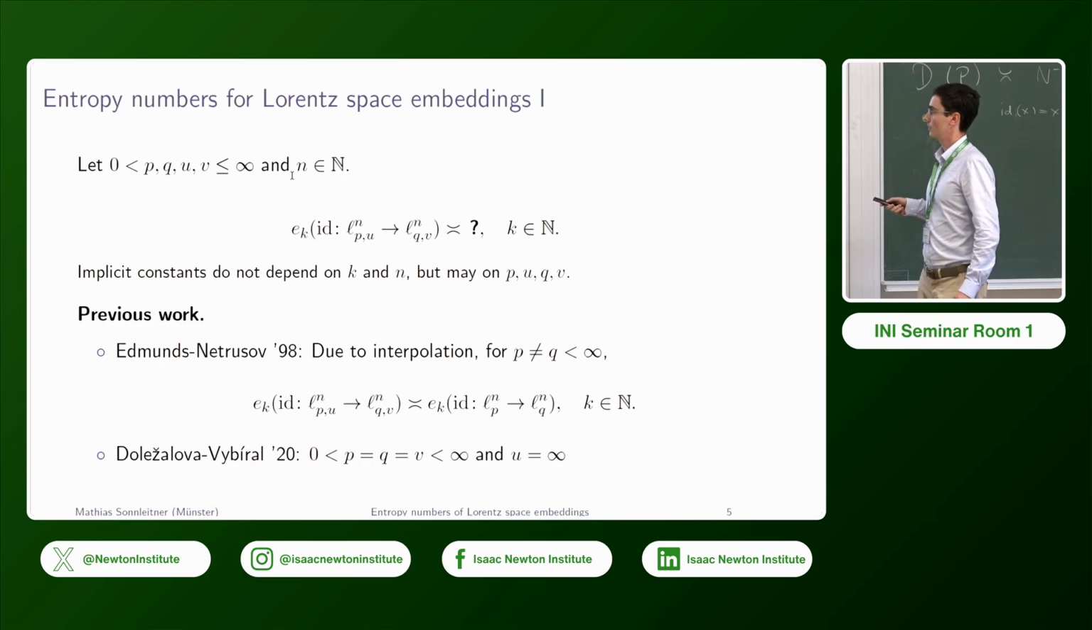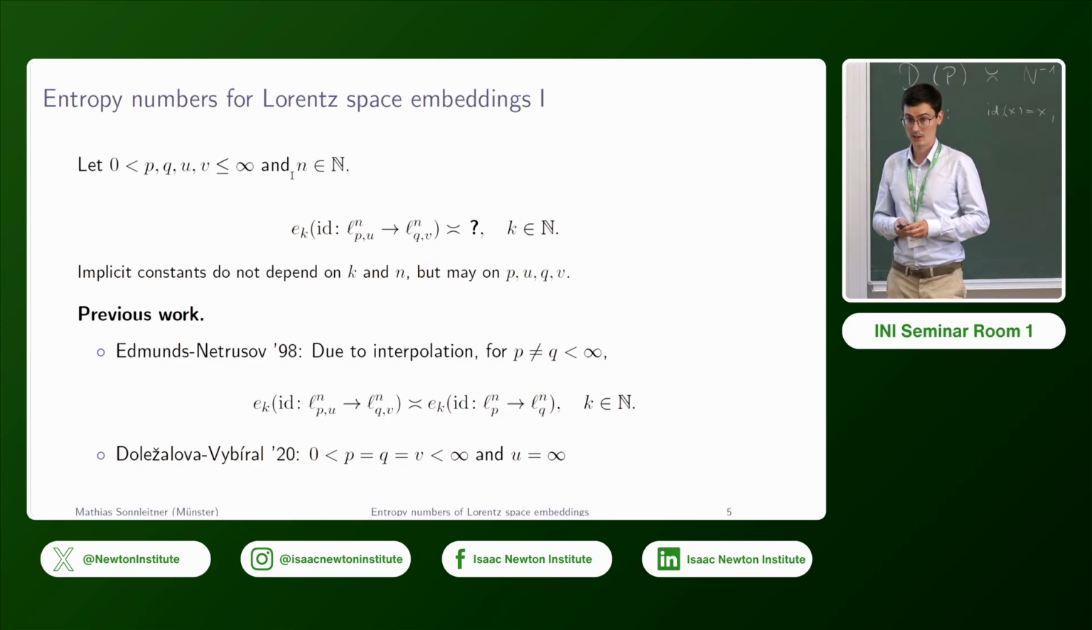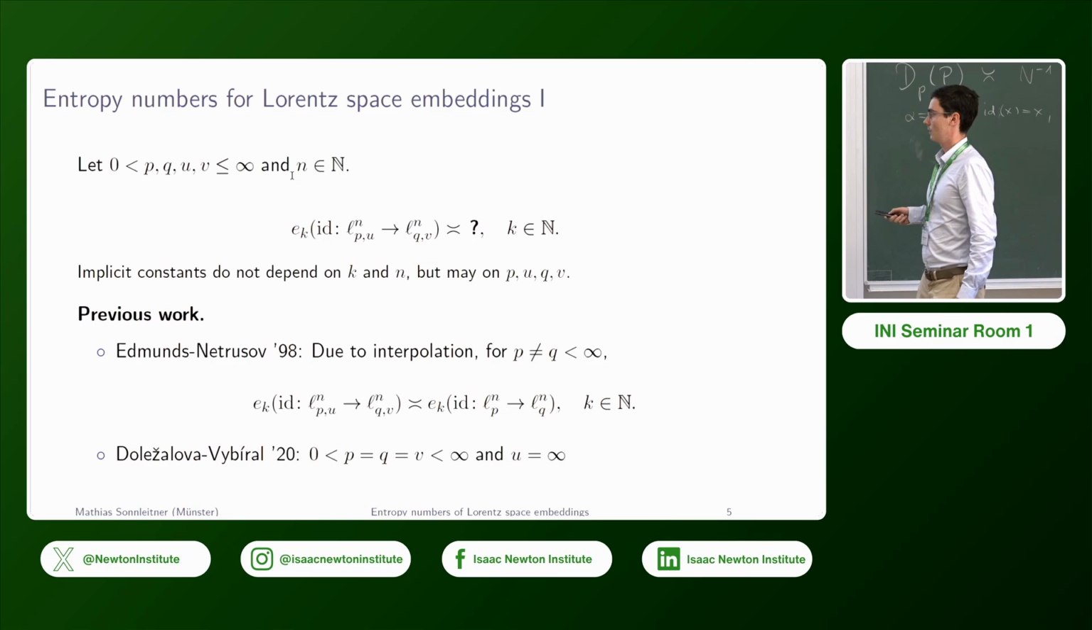And the previous work is as follows. Edmunds and Netrusov in 1998 (it was not clearly written there, but in fact you can obtain it via interpolation methods) showed that if the parameters p and q are different, then you come back to the setting of LP embeddings. So nothing interesting happens in this case. It was then only in 2020 that Dolezhalova and Vybíral looked at another regime and could obtain interesting results there, namely the case when p equals q equals v, all between 0 and infinity, and u equals infinity. I want to present their result and the general case as we obtained it. So we obtained the behavior for all different choices of parameters.